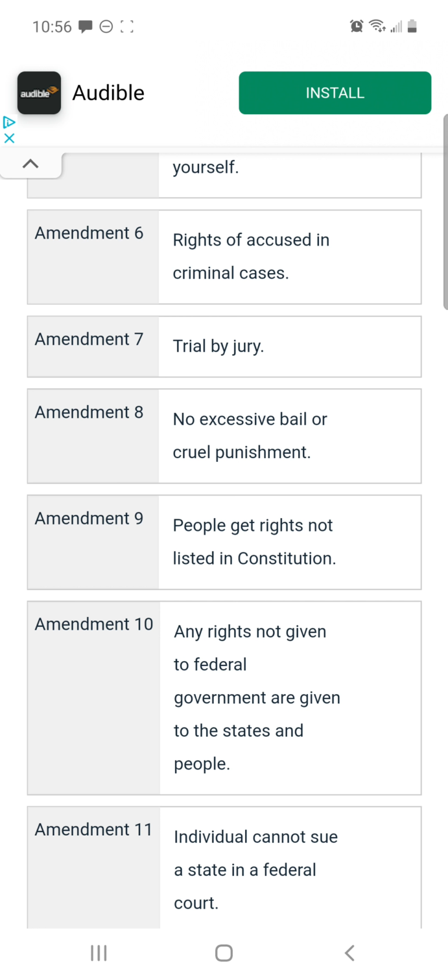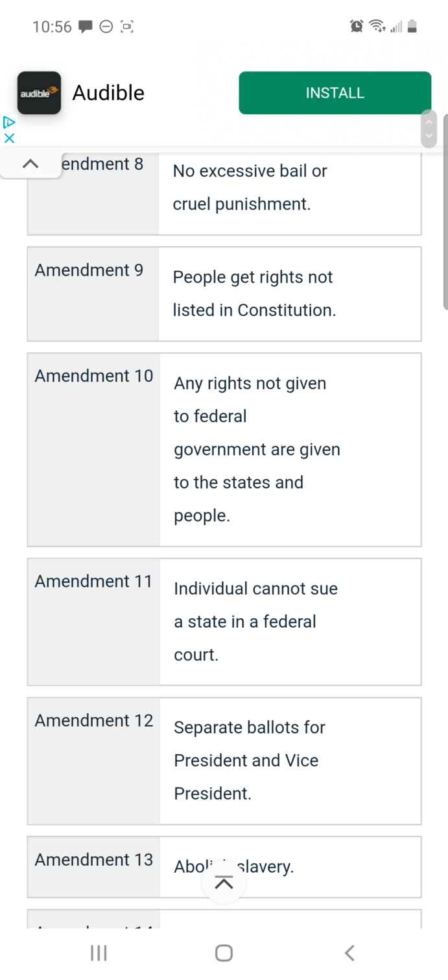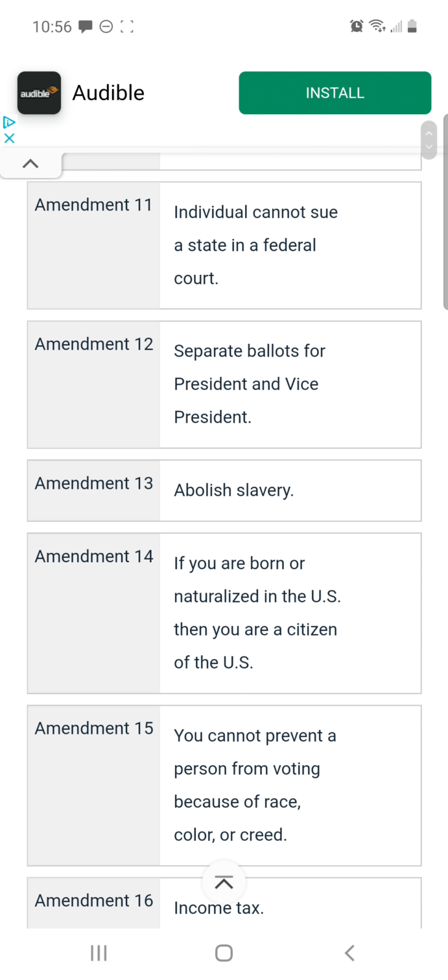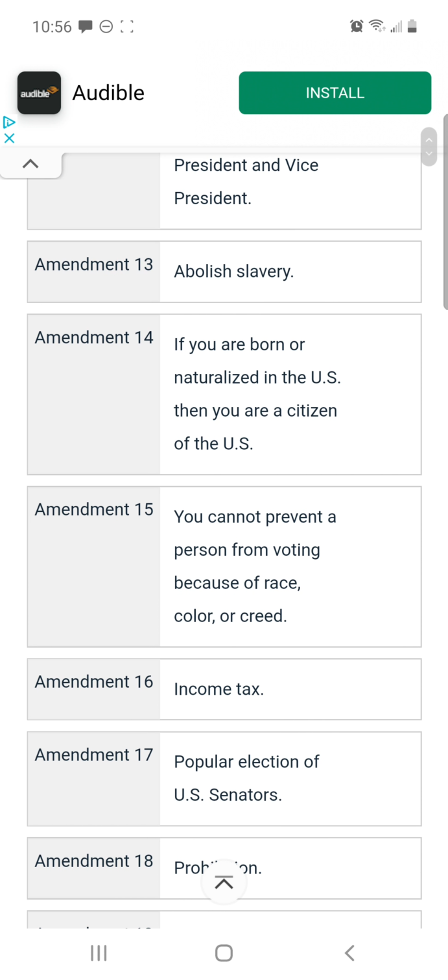7, trial by jury. 8, no excessive bail or cruel punishment. 9, people get rights not listed in Constitution. So you have rights. 10, any rights not given to federal government are given to the states and people. 11, individuals cannot sue a state in a federal court. 12, separate ballots for president and vice president. 13, the abolishment of slavery. But if you are quote unquote a criminal and you go to prison, you are actually thrust right back into slavery.